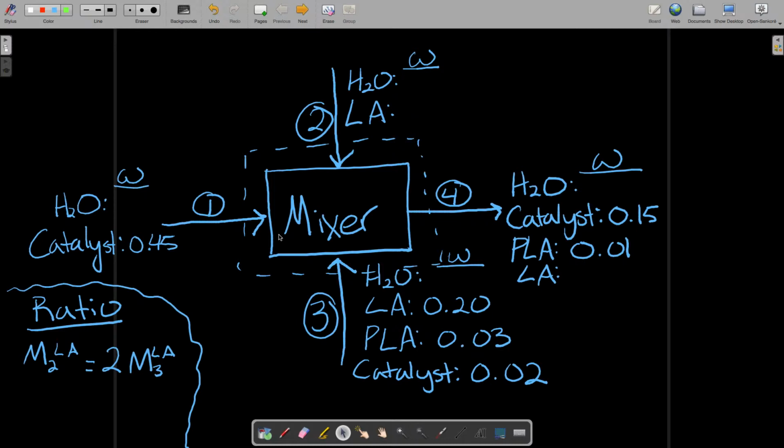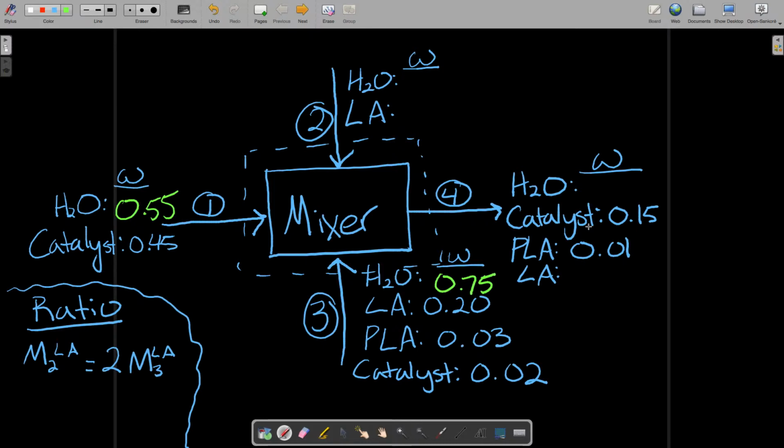In the first stream here, we have water and catalyst. In the problem, it was stated that catalyst is at a mass fraction of 0.45, so we can find that the mass fraction of water in stream 1 is 0.55. For stream 2, we know that water and LA are entering, but we do not know the mass fractions of those. For stream 3, we know that water, LA, PLA, and catalyst are entering, and we're given 3 of those mass fractions, allowing us to find the mass fraction of water in that stream to be 0.75.